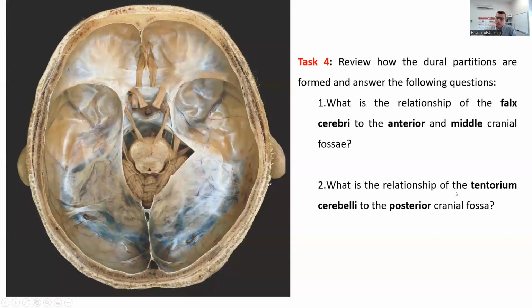What is the relationship of the tentorium cerebelli to the posterior cranial fossa? So the posterior cranial fossa should be here. Tentorium cerebelli is here. So what is its relationship? Forming what? So the roof. Fantastic. It's forming the roof of the posterior cranial fossa.